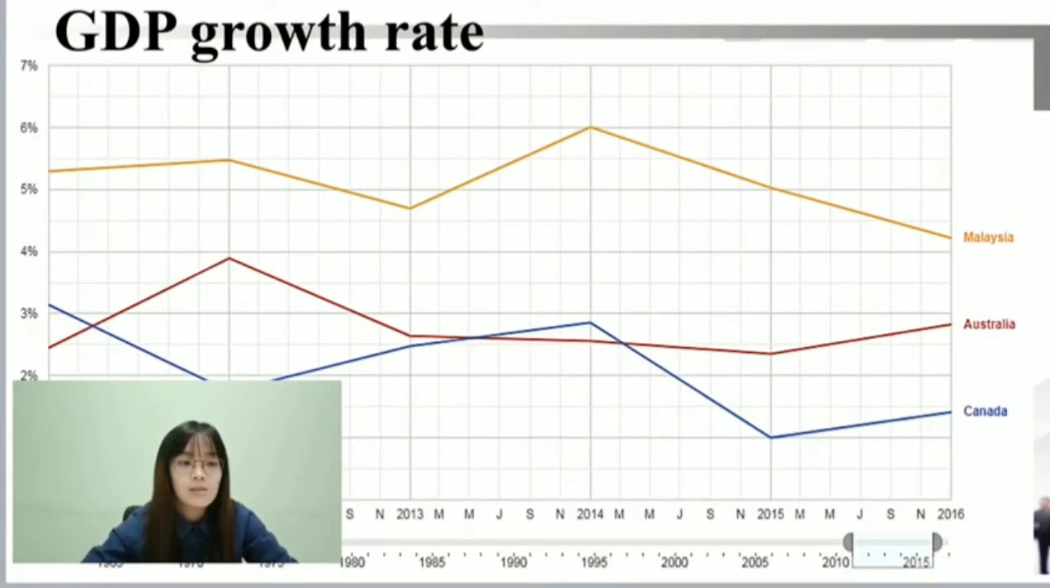In year 2011, Canada's GDP growth rate reached its peak at 3.1%. After that, it plunged down to 1.8% in the following year and increased up to 2.5% and continued to increase until in year 2015 it dropped down to 1%. Canada's GDP growth rate is the lowest among the three countries.